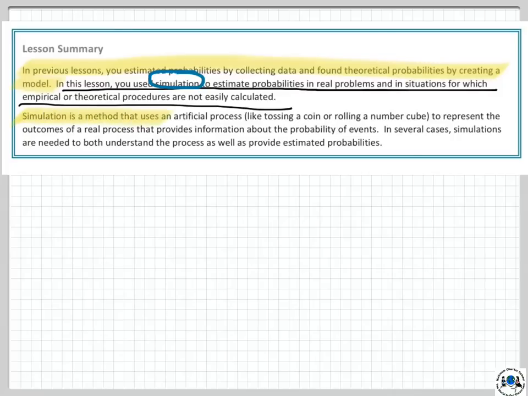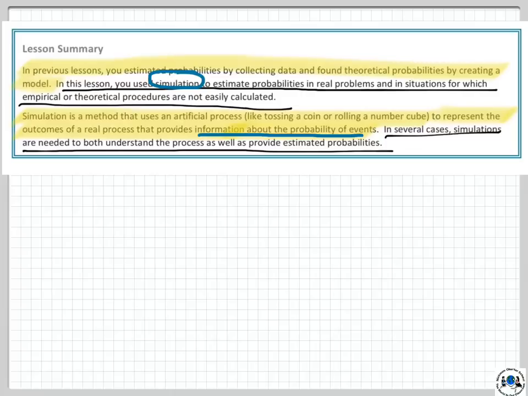Okay, so simulation is a method that uses an artificial process, like we did, tossing a coin or rolling a number cube, to represent the outcomes of a real process that provides information about the probability of the events. If we have an idea of the probability of an event occurring, we could use some artificial means to, and again, like I said before, early on, computer simulations are used more and more. We feed data into computers, and these computers have a quote-unquote memory that is built into them, and they know how to design these probability calculations. When I say know, they know because we allow them to know. Anyway, in several cases, simulations are needed to both understand the process as well as provide estimated probabilities.